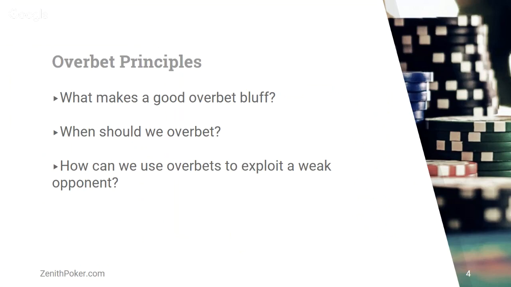Okay, does anyone have any more exploits using overbets against a weak opponent? Can anyone think of any overbet exploits to use? As an exploit, I guess if a draw comes in, like if a draw completes that's in our range but not theirs.